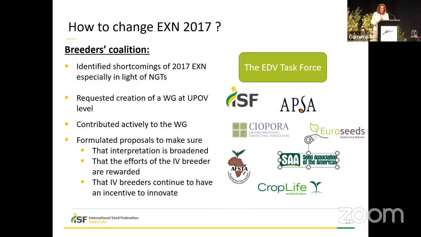And they really requested the recreation of the working group, and then the idea was to contribute actively to this working group and explain how it is done by the breeders. So they formulated a proposal and explained the implementation and make sure in this new proposal of the DARS 2023 that the effort of the initial breeders are rewarded and the initial breeders continue to have this incentive to renovate. And again, back to the purpose of the convention and back to the definition that was stated in the convention, Article 91.